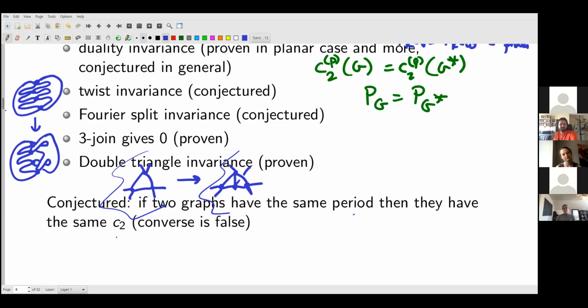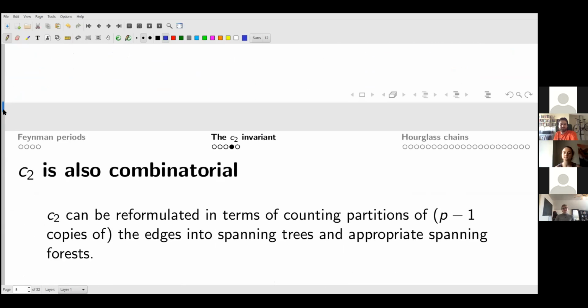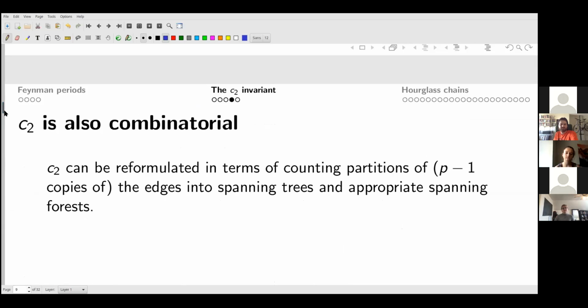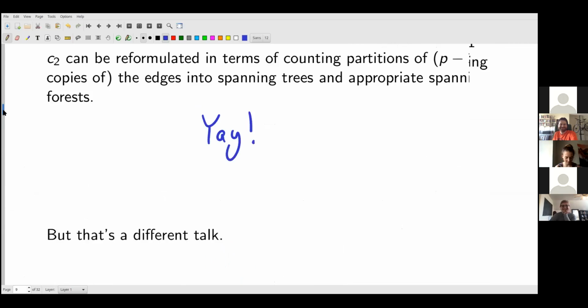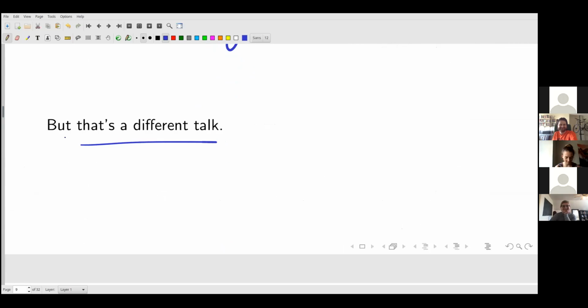Okay, what else was I saying? Oh, yeah, sorry, I already said that. I just said that off to the side, that C2 can be reformulated in terms of counting partitions of P-1 copies of the edges into spanning trees and appropriate spanning forests. And so this means it's a counting object, and that's part of what I like about it. So I'm just going to write yay because I like that. Yeah, that's a different talk.